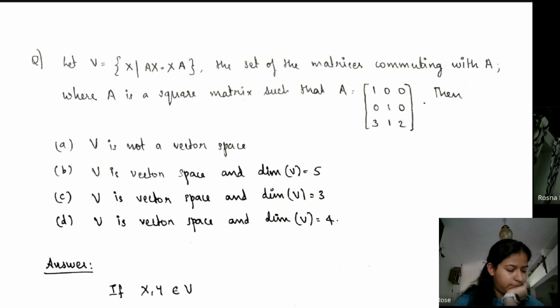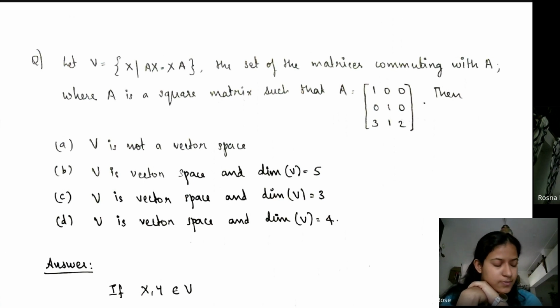So let's see. Okay, Sneha says option C. Rosna says it's C. So I hope you at least got that this is a vector space.